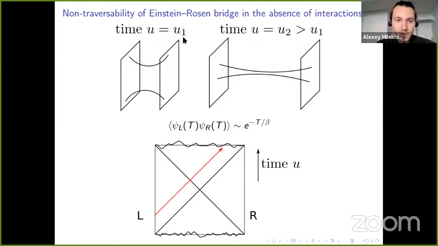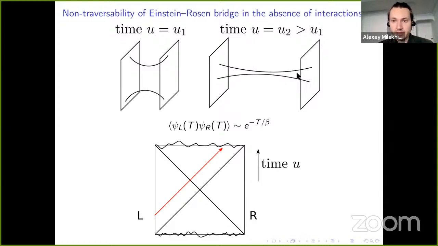And one feature of this Einstein-Rosen bridge is that it grows with time. So outside the black hole horizon, the metric looks like a Schwarzschild black hole and it's static, but actually inside the black hole it grows. So at later times, these two universes are connected by a much longer bridge.